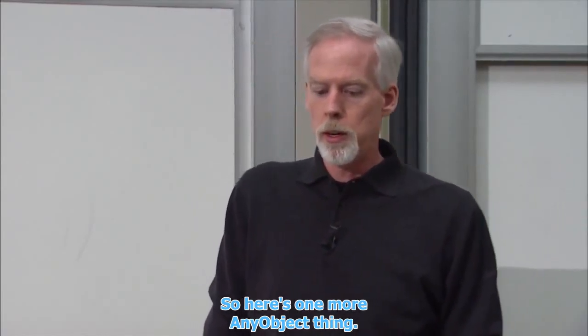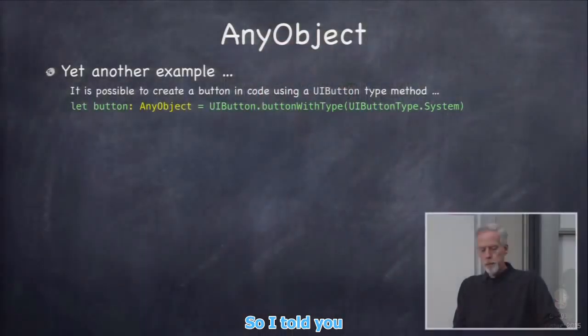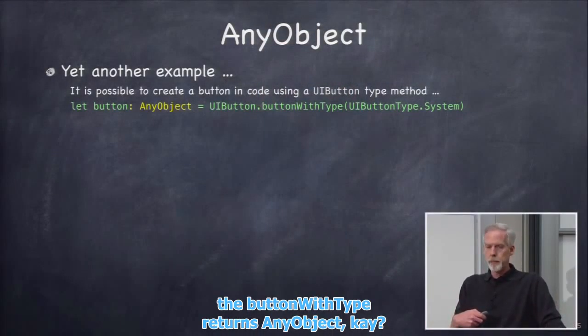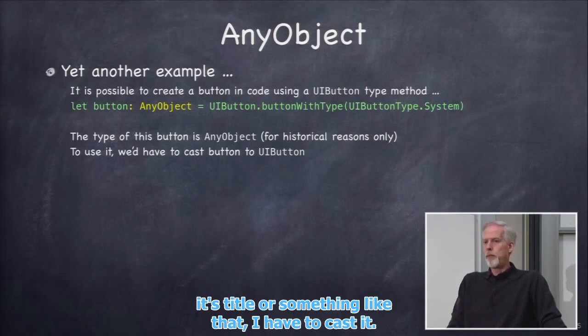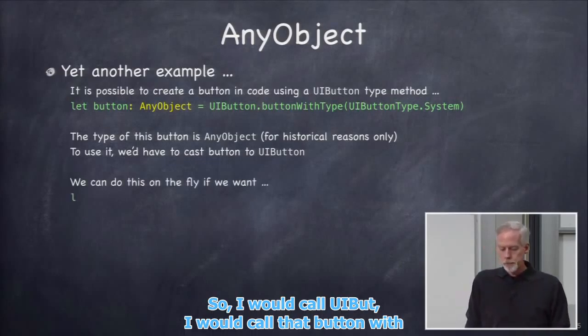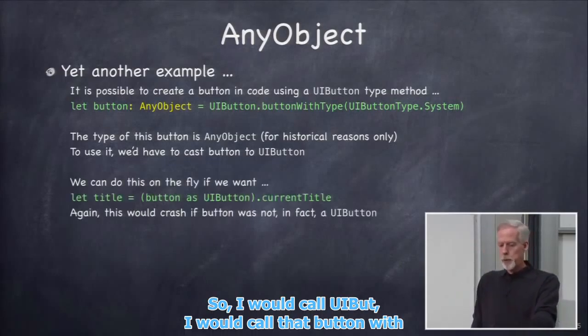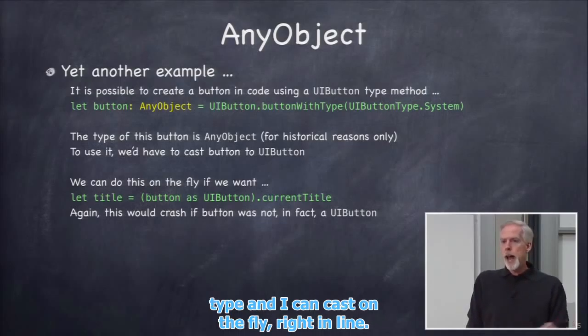So here's one more AnyObject thing. Let's go back to that button thing. So I told you the buttonWithType returns AnyObject, okay? And so if I got a button and I wanted to find out its title or something like that, I have to cast it. So I would call that buttonWithType, and I can cast on the fly.